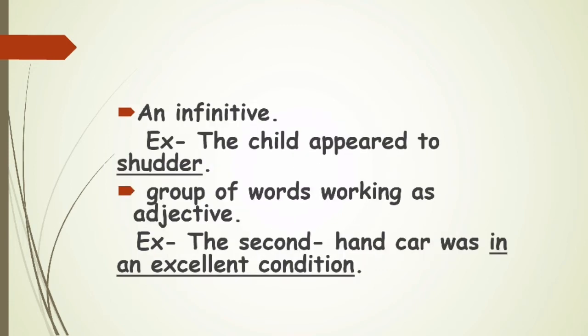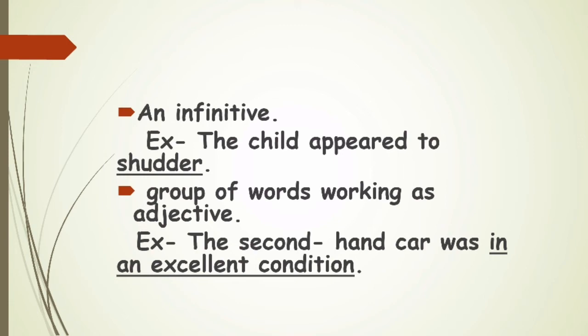Next thing, an infinitive. Now infinitive, you all know, is the base form. The child appeared to shudder. Shudder means shivering out of fear. डर रहे होते हो जब आप, right? So the child appeared. कैसा लगा? To shudder. Shudder, fear, right? That child was scared. So again, the word shudder is describing this child, that means the subject. Okay? And it is the base form, infinitive.